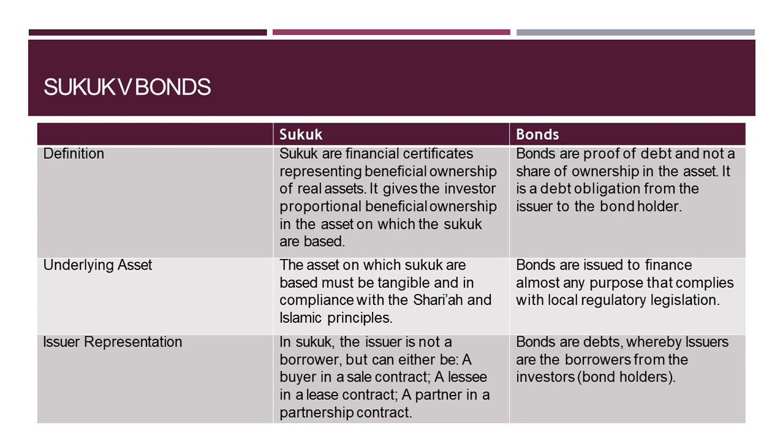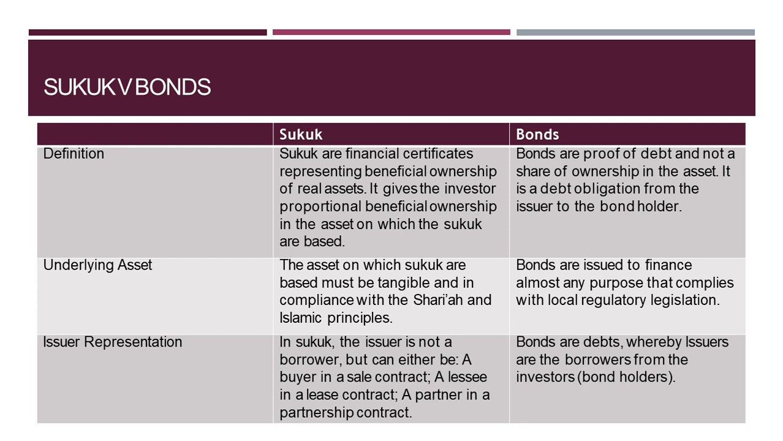The underlying asset will have certain prices at the time of issuing of sukuks, and the underlying must be available on hand at that time, and the price is predetermined at that time. But in the case of bonds, they are issued to finance almost any purpose that complies with local regulatory legislations.